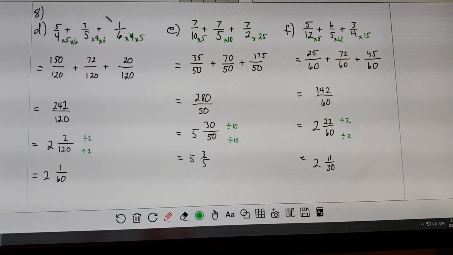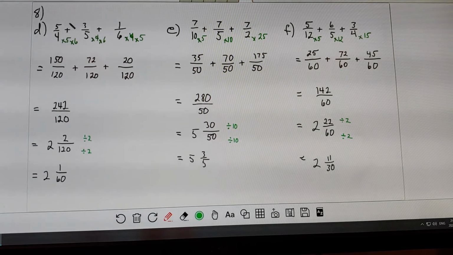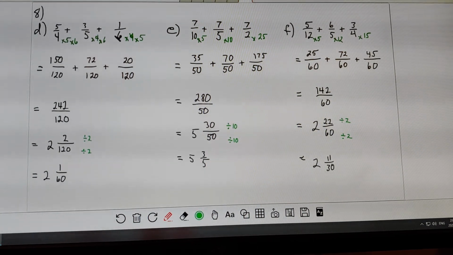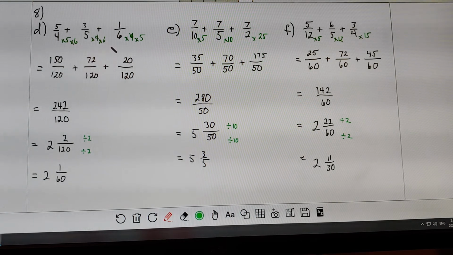And then finally 8. They're giving us 3 fractions to add together. They've given us an improper fraction here and then 2 proper fractions, so I don't need to switch anything. We're just looking for common denominators. I have 4, 5, and 6. I'm just going to multiply all 3 together.